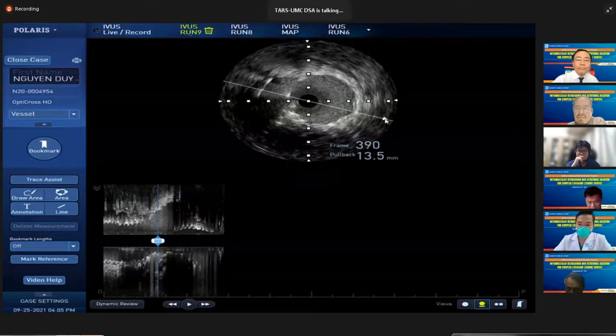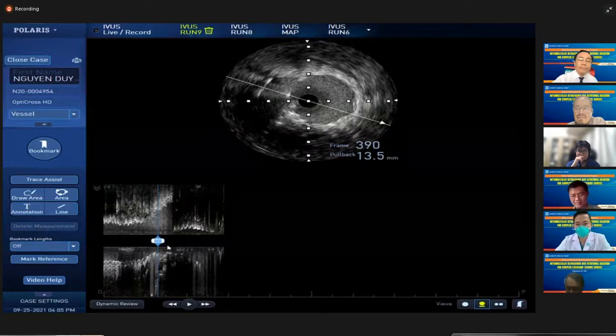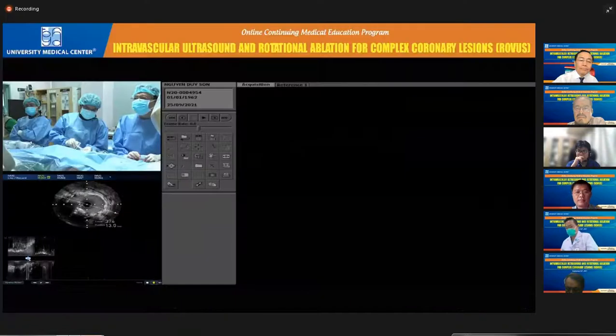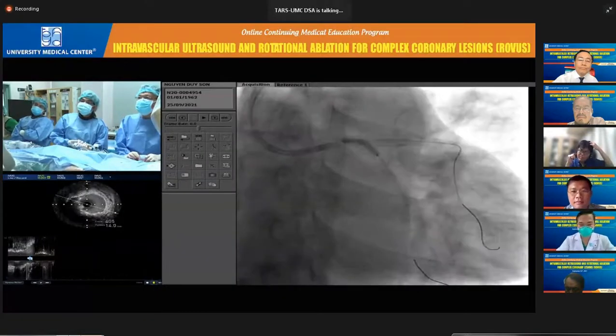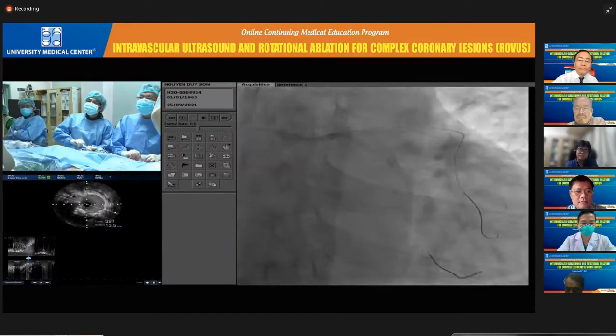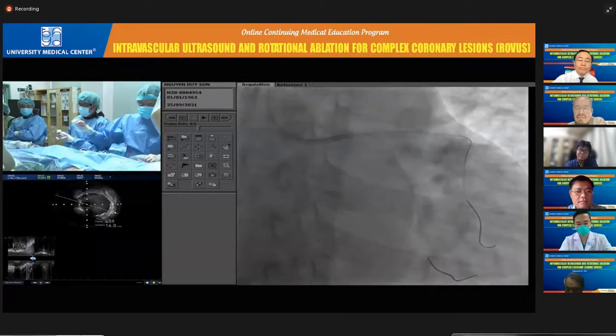This is two balloon. Okay. This is a reduced. Open please. 16. Okay, down. Okay, now we use a bigger balloon. NC balloon, please. 2.75.